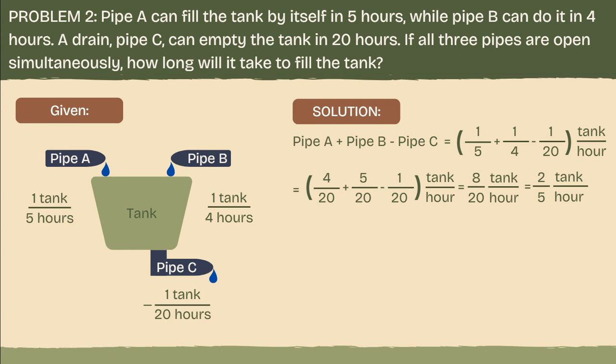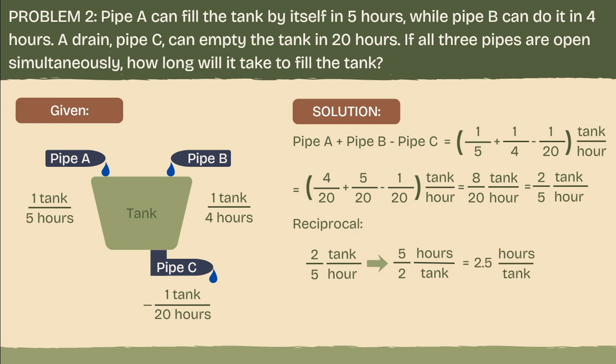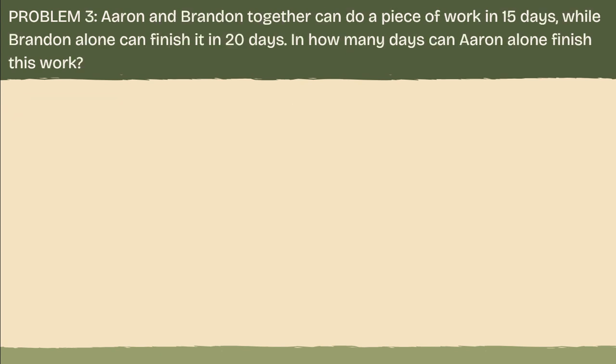The question asked for how long it takes to fill one whole tank. In short, how many hours. So, we take the reciprocal. From 2 over 5 tank per hour, we have 5 over 2 hours per tank. Simplifying, we get 2.5 hours per tank. Therefore, when all three pipes are open, the tank will be completely filled in 2.5 hours.